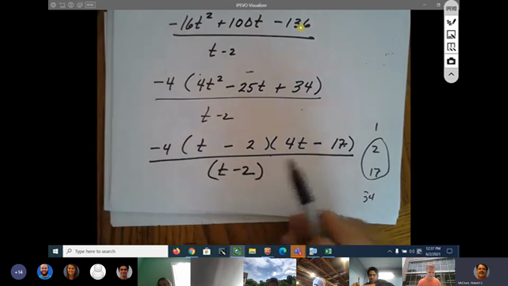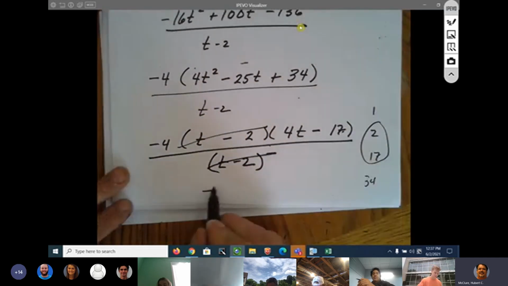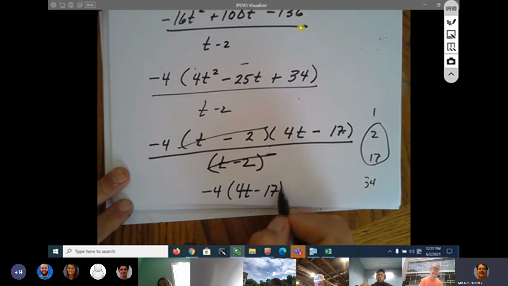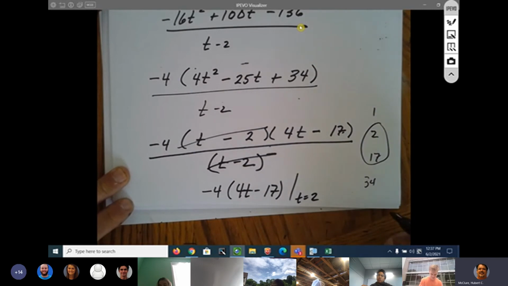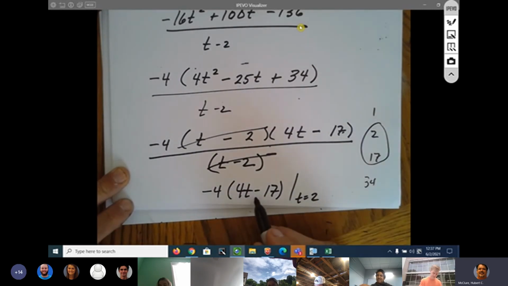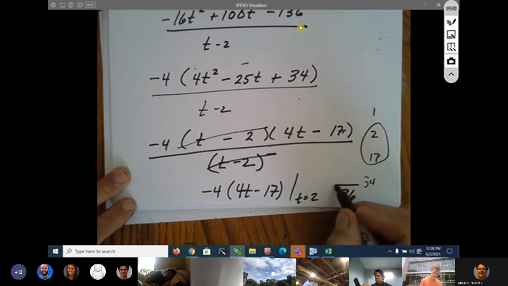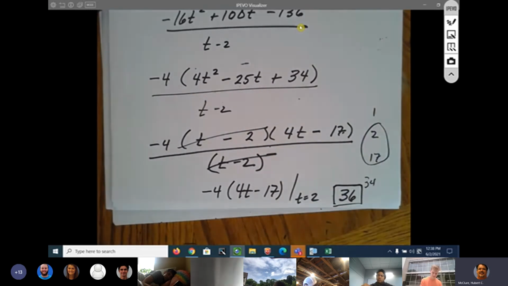Thank you for finding that error. And now that's going to give you negative 4 times 4t minus 17 evaluated at t equal to 2, which will give us 4 times 2 is 8, minus 17. I don't know what 8 minus 17 is. 9, and 9 times 4 is 36. So you should get 36 feet per second or whatever the acceleration is.